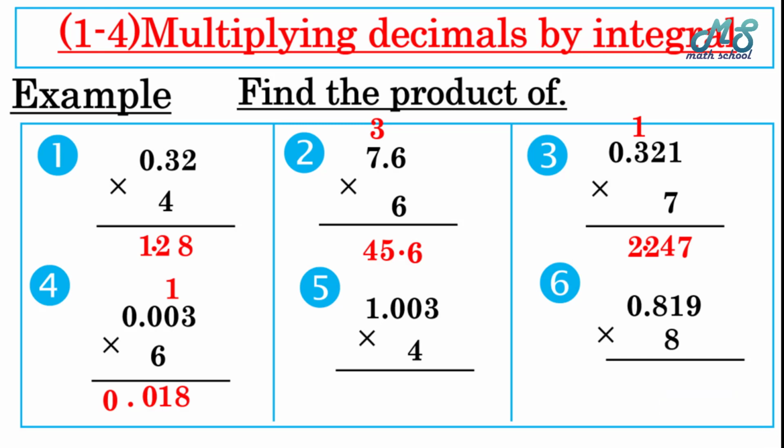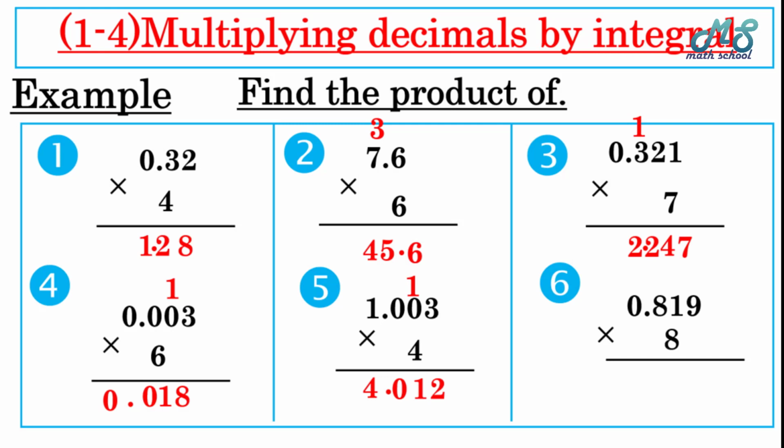Next, guys, number 5. 1.003 times 4. We will ignore the decimal point. It will be 1003 times 4. 4 times 3 equals what? Yes, equals 12. Write 2 and keep 1. You can just bring down 1 because 4 times 0 equals 0. Now 4 times 0 equals 0 again. 4 times 1 finally equals 4. Insert the decimal point after 3 digits from the right. It will be 4.012.